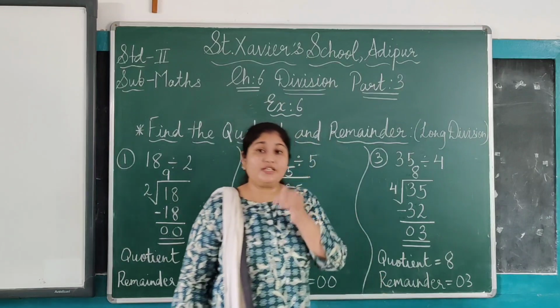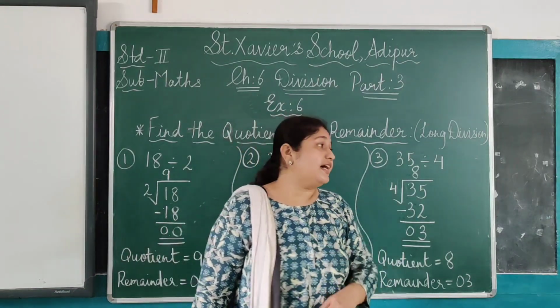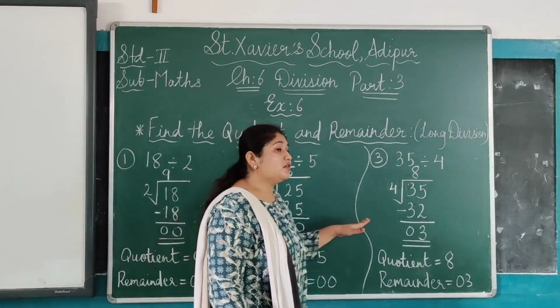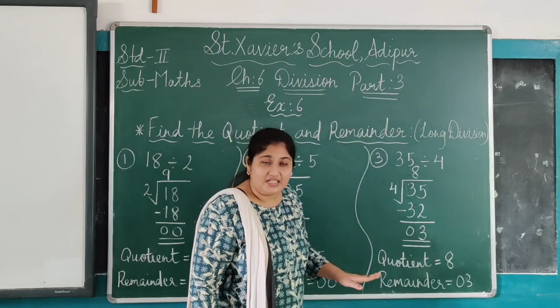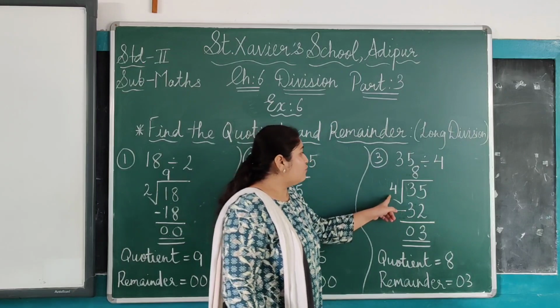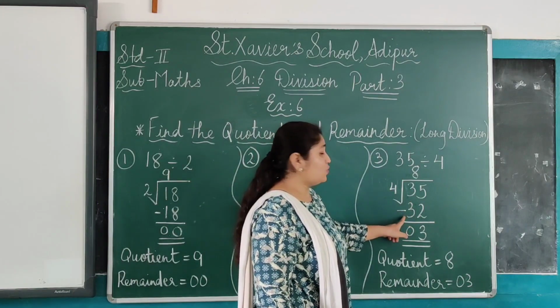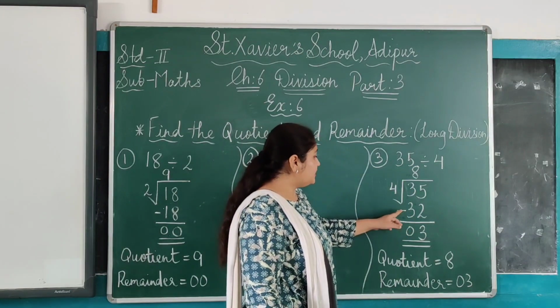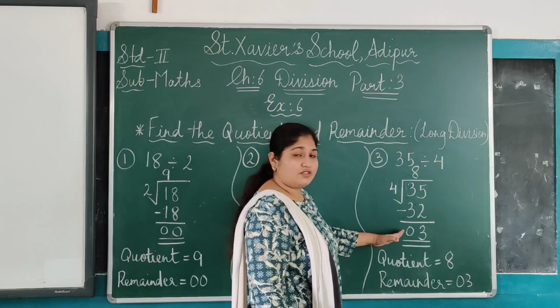My dear students, please remember this, okay? That division में हम छोटे नंबर में से बड़ा नंबर माइनस नहीं कर सकते. Okay, so we have to take the smaller number. See, 4 8s are 32. 35 से छोटा है 32. Okay, then the remainder is 3.